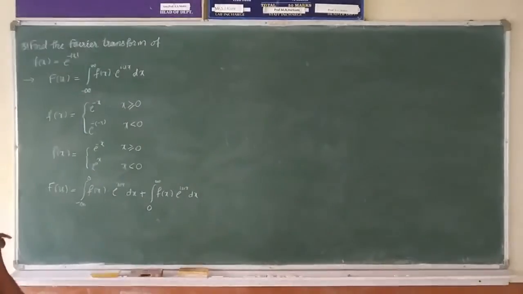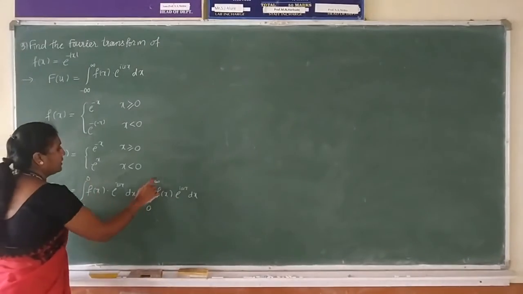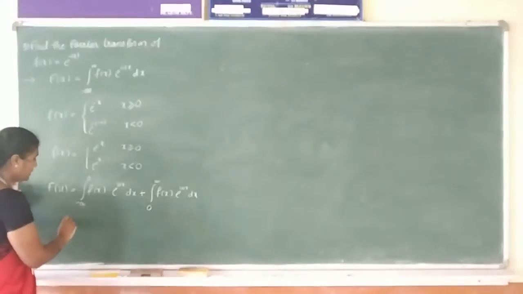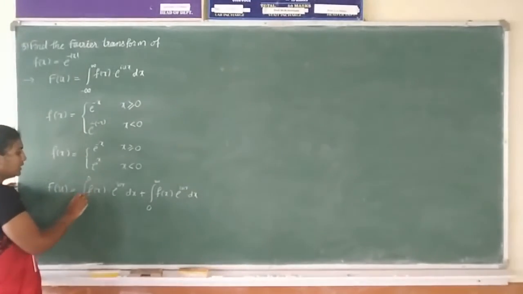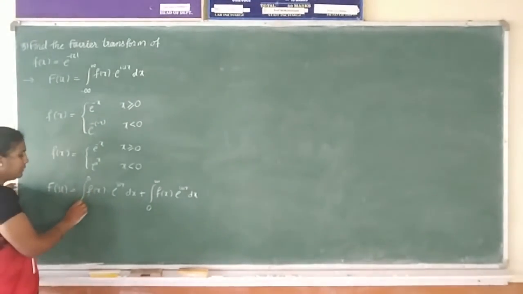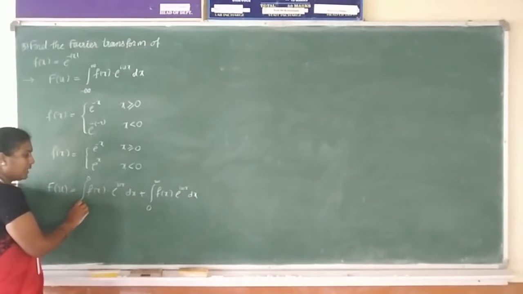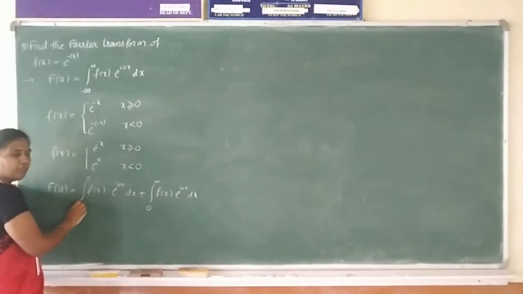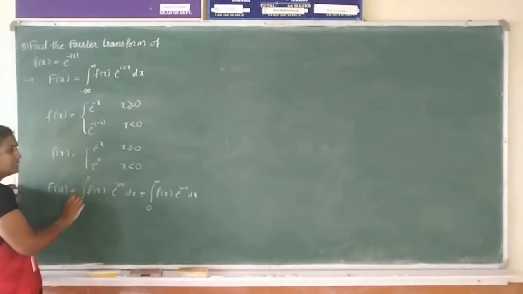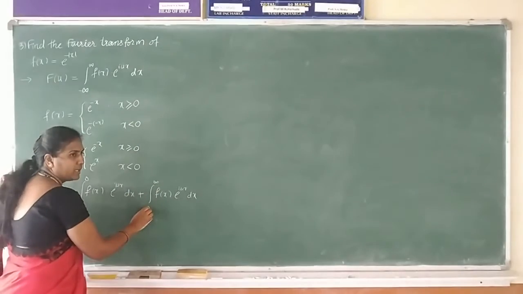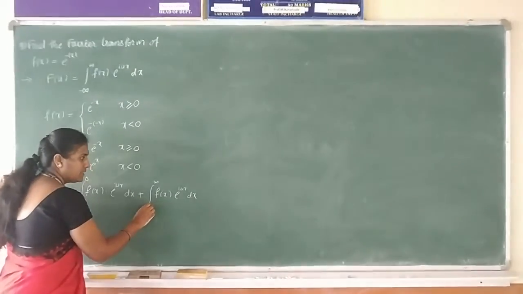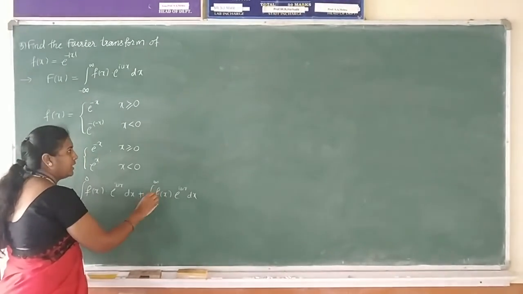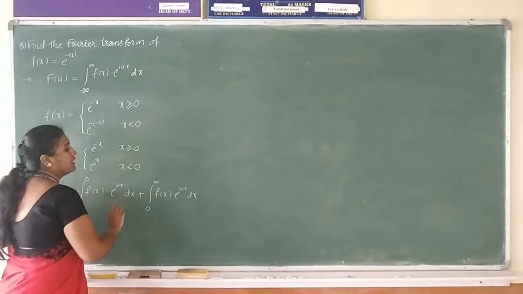This depends on the intervals. This depends on the interval, meaning what does this interval indicate? Here x is greater than minus infinity but less than 0. This interval, what does it indicate? X is greater than 0 but less than infinity.